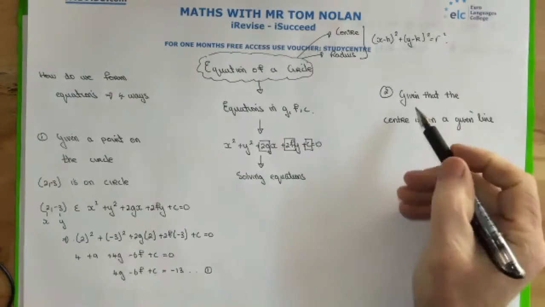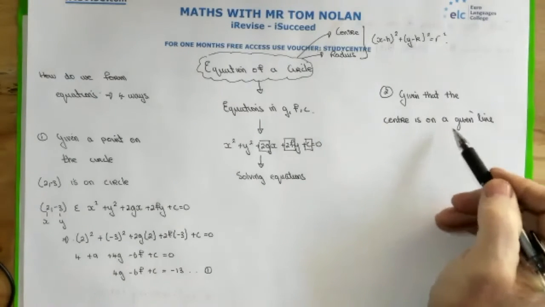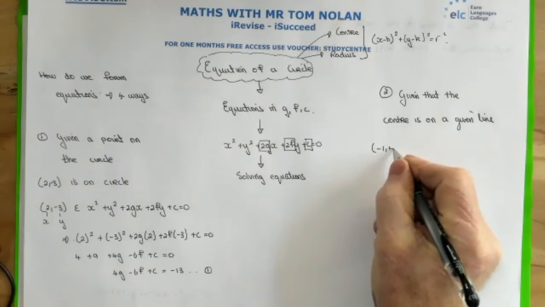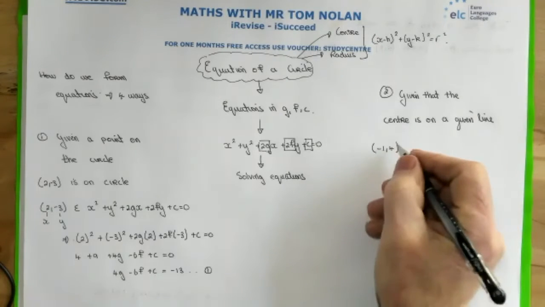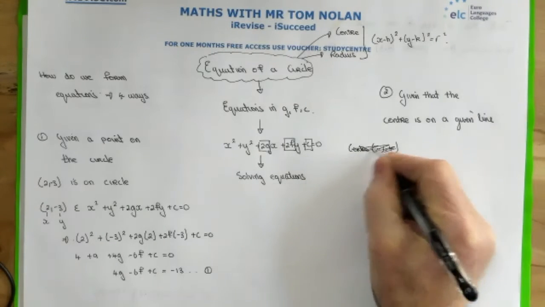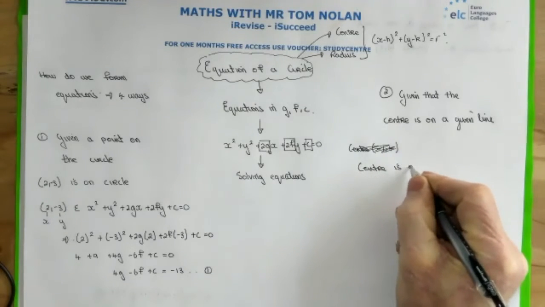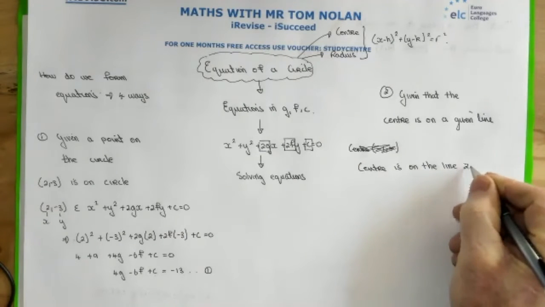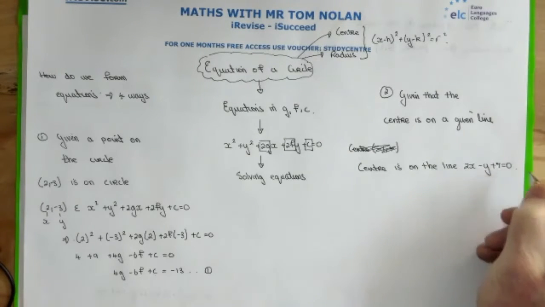A second piece of information they may give me is that the center is on a given line. So the question might say the center is on the line 2x minus y plus 7 equal to 0.